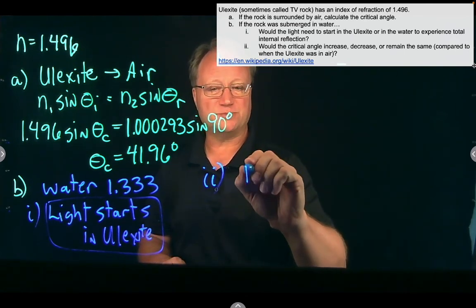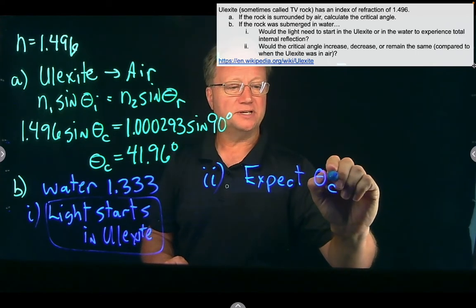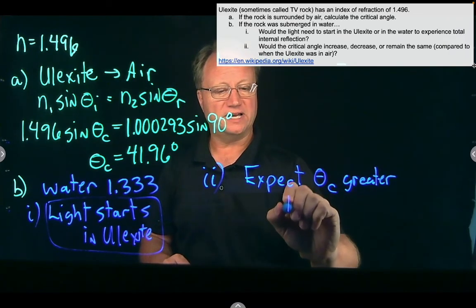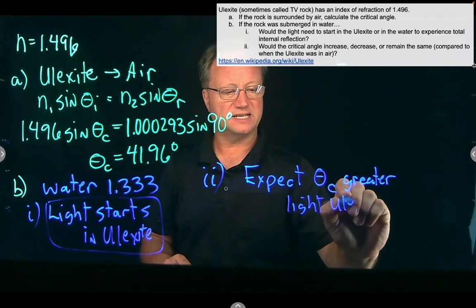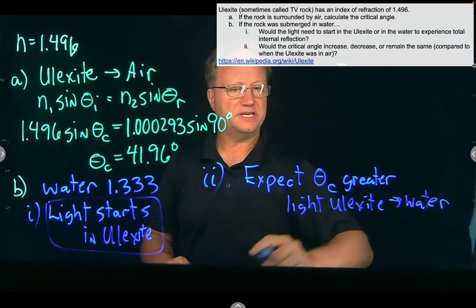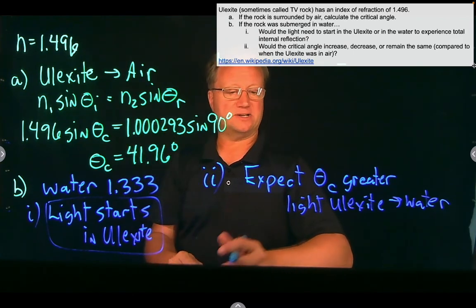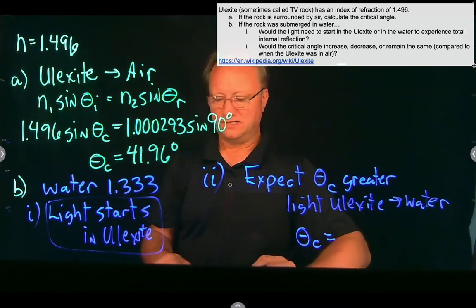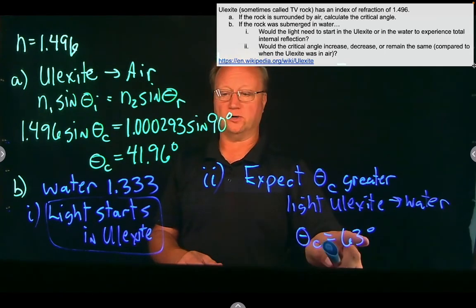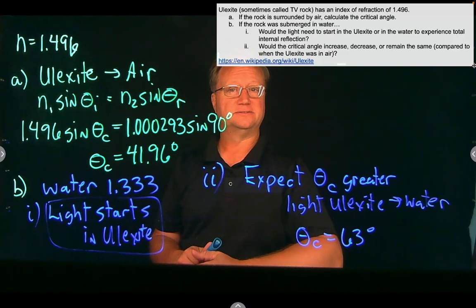So we expect that theta C would be greater when the light goes from ulexite to water. If indeed we plug in our numbers, replacing the index of refraction of air by that of water, and we calculate theta C, we get 63 degrees. So it is indeed larger than the 41.96 degrees that we got for ulexite to air. Ponder physics.